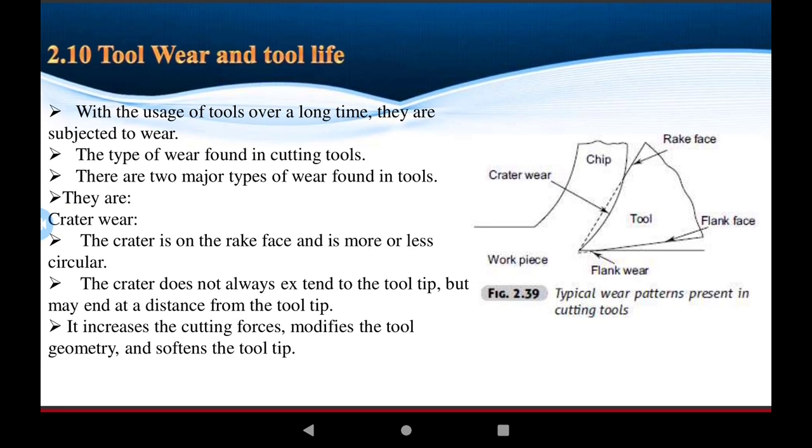Typical parameters are present in the cutting tools. The crater on the rake face is more or less circular. The crater does not always extend to the tool tip. It increases the cutting force and modifies the tool geometry.